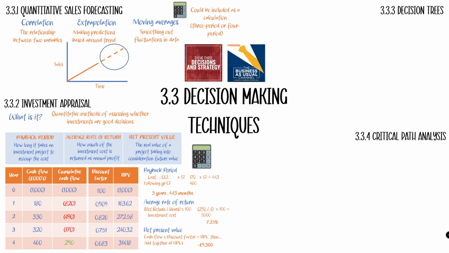Decision trees and critical path. These are the ones that have kind of diagrams to follow. So this is, the decision tree one's pretty straightforward actually, but when you haven't looked at it for a while, it can be quite daunting.